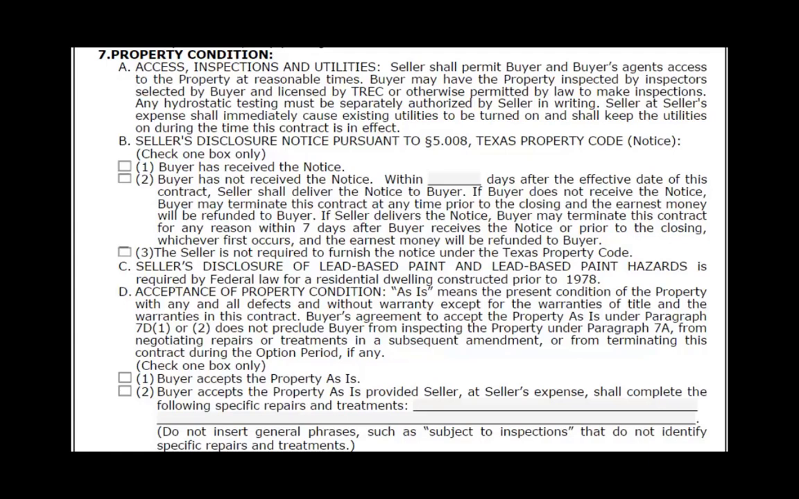Well, that's where you jump right back up here towards the top. It says, as-is means the present condition of the property with any and all defects and without warranty except for the warranties, and so on. It does not preclude the buyer from inspecting the property under paragraph 7A, from negotiating repairs or treatments in a subsequent amendment, or from terminating this contract during the option period. So go ahead and check box 1 if there's nothing you know that you want to negotiate up front. Do your inspection. Then if you've got some other items you want to negotiate, go for it. But that's how you attack that.